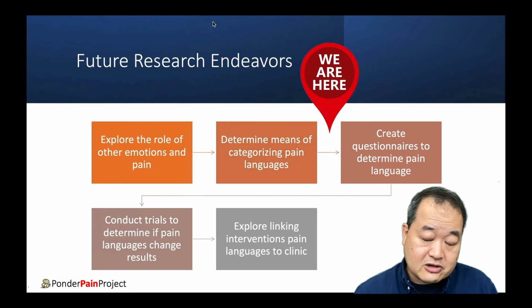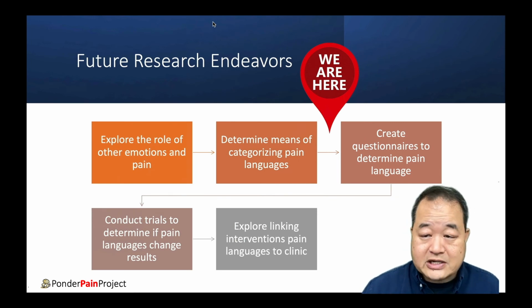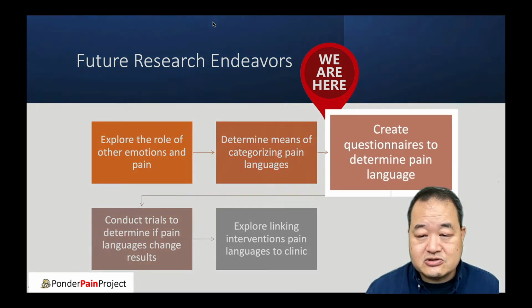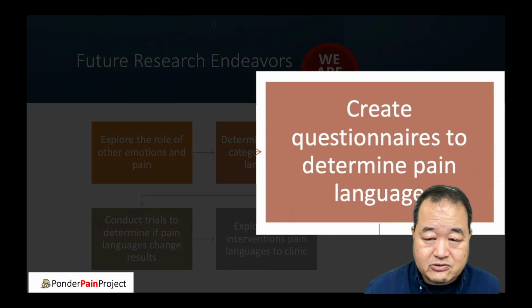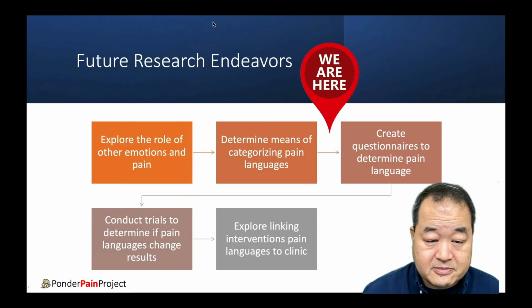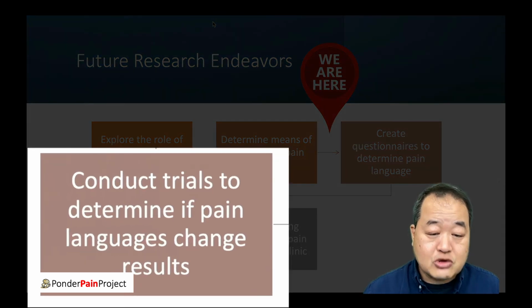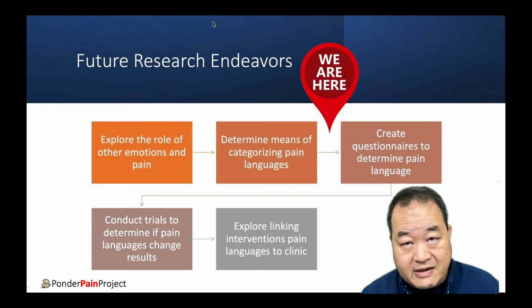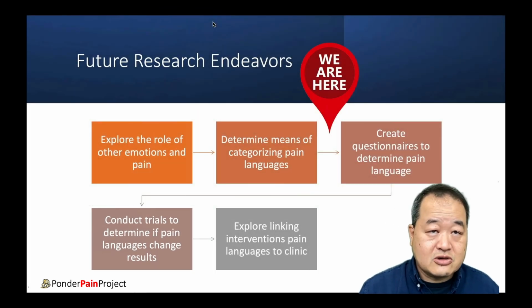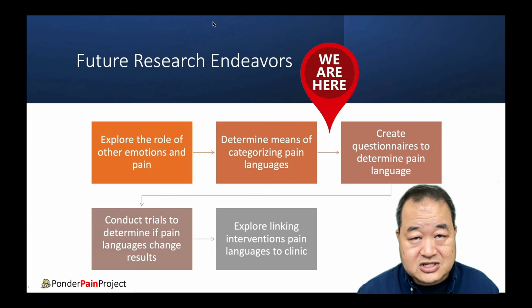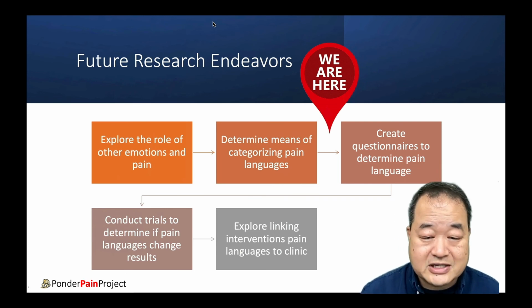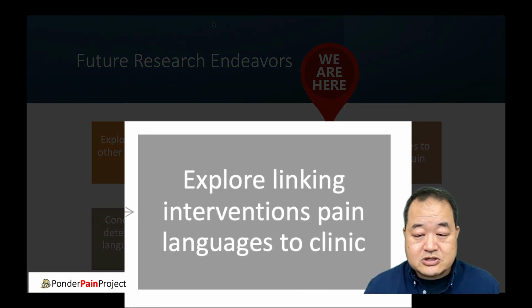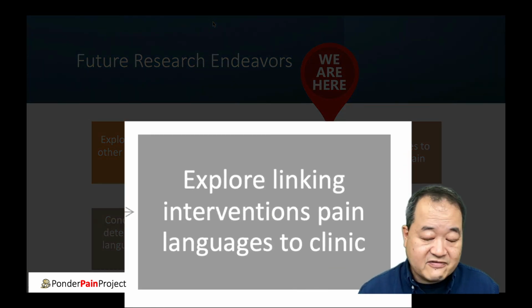So in the future, our lab is taking a look at creating questionnaires and means to determine someone's pain language in a more objective manner. And then to conduct trials to determine if these pain languages change results in terms of how patients progress, but also whether there's reliability and consistency in someone's ability to identify the different pain languages. And then to begin to explore linking these with different interventions.